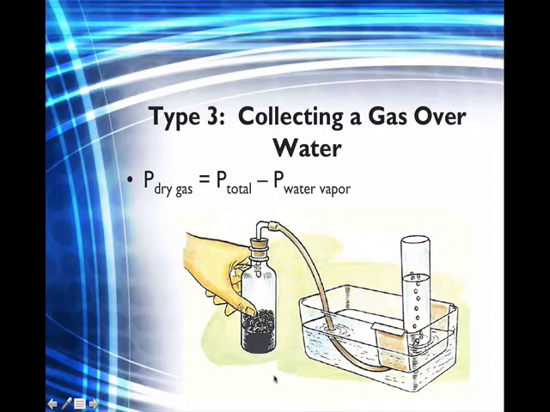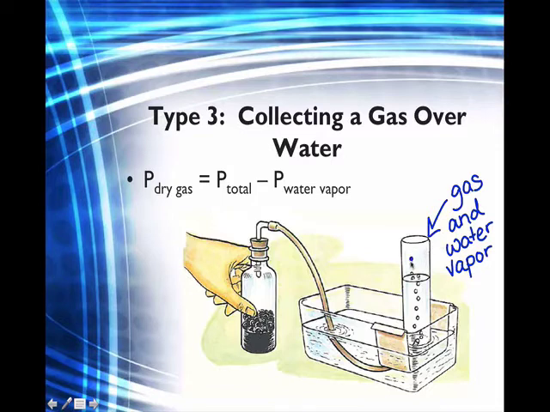All right, the last type of partial pressure problem you'll see is one where we collect a gas over water. And when we're collecting a gas over water, like in this setup right here, what we find is this gas that's getting collected right here, because it's displacing the water, is whatever gas we have and water vapor. Because the gas is bubbling through water, some of that water is going to escape into the gas phase and we're going to get water vapor mixed in with our gas up here.